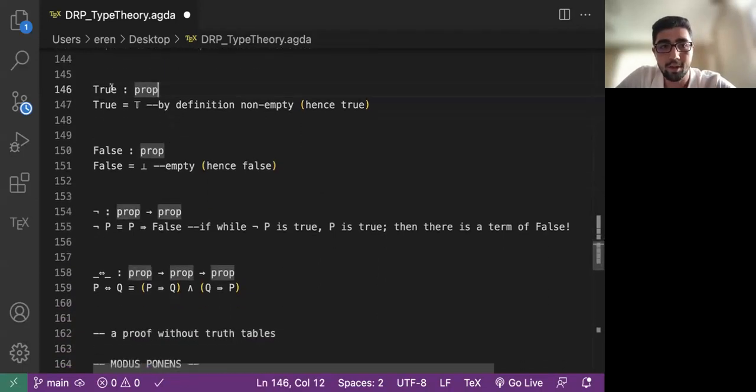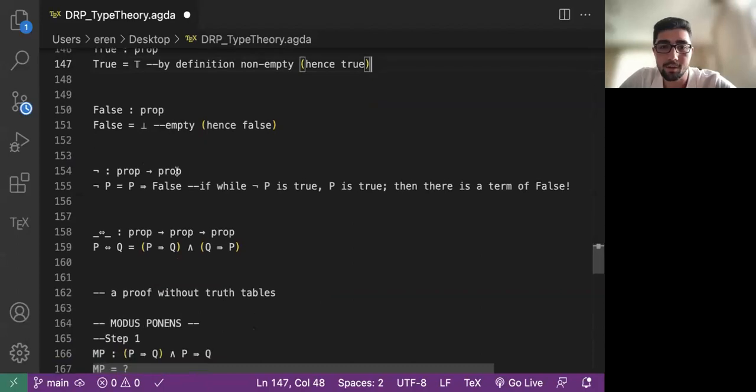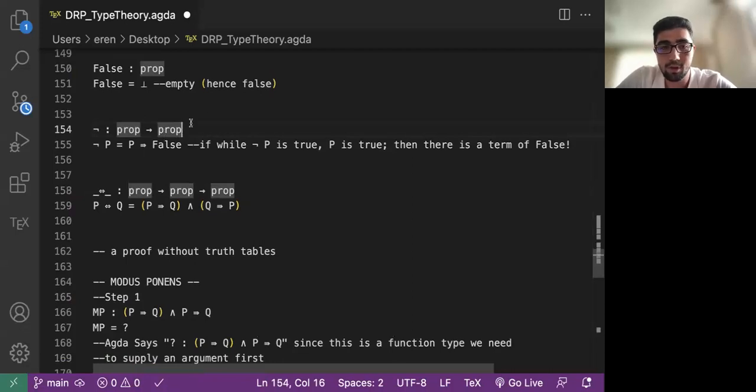Okay, as I said, I define true as a unit type. It's by definition non-empty, hence automatically true, and false as an empty type. It is automatically empty, hence false. And the definition of negation is also a little bit strange. Negation is defined as P implies false. So if I have not P, and at the same time I have P, that means I have a function from P to false. That means there is a term of false, but by definition it is impossible. So P cannot be true. We can interpret it like that.